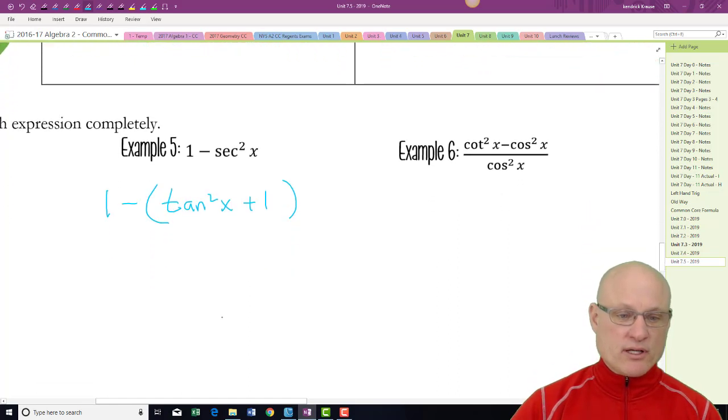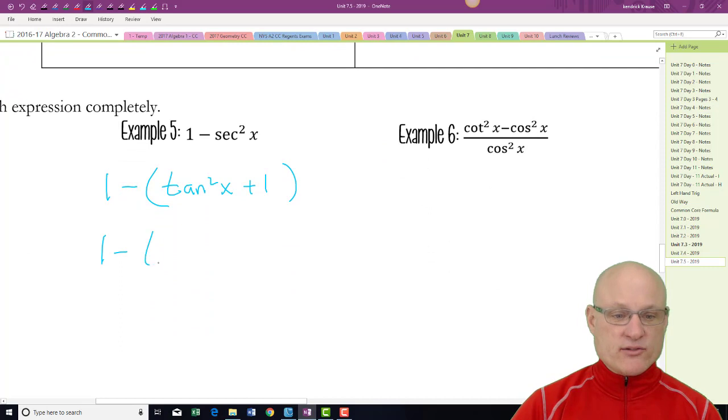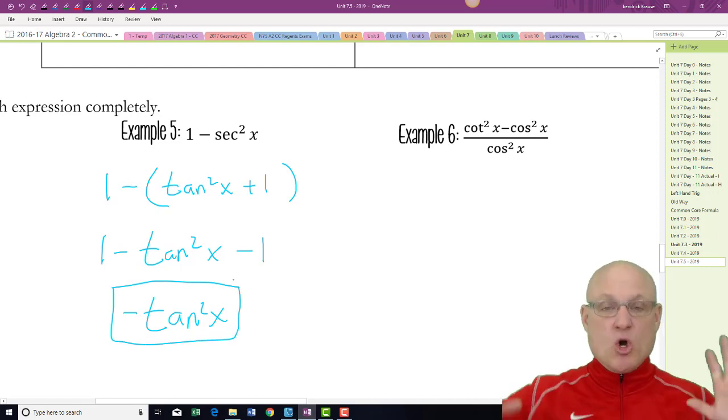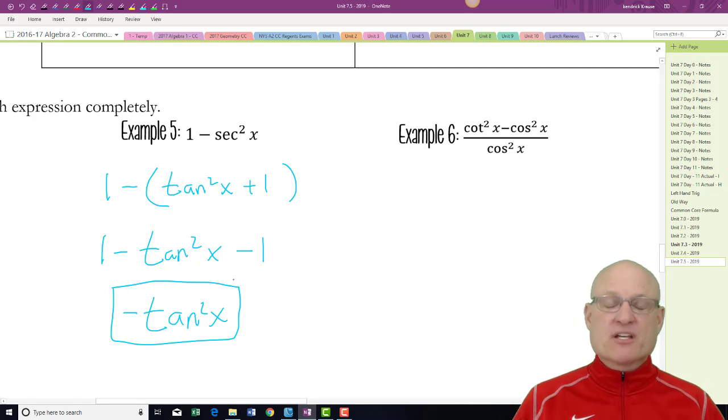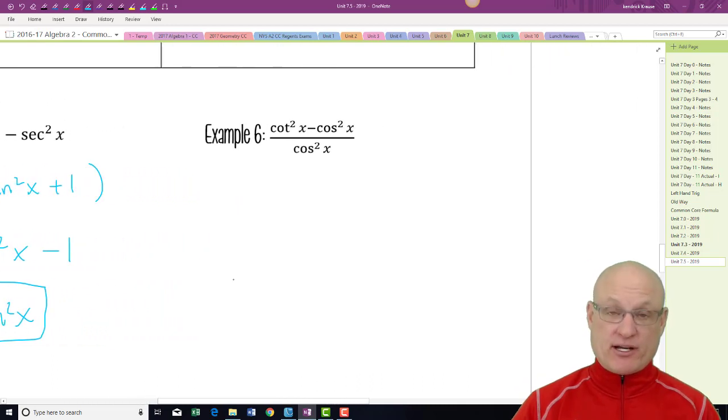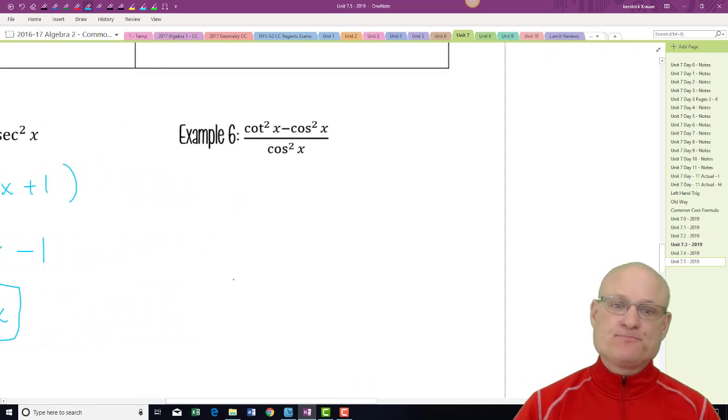Okay, so what do I really have? I really have 1 minus tangent squared x minus 1. The minus 1 and the plus 1 cancel, so I'm left with negative tangent squared x. Now, all of this stuff is you just getting comfortable with weird stuff. That's what all of this stuff's about. Can you get comfortable memorizing a few things and then algebraically manipulate some weird stuff?